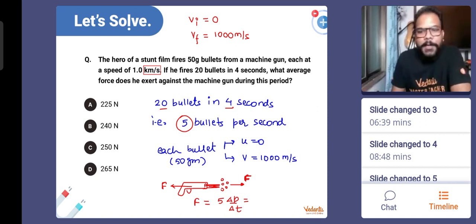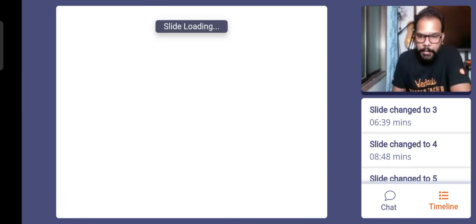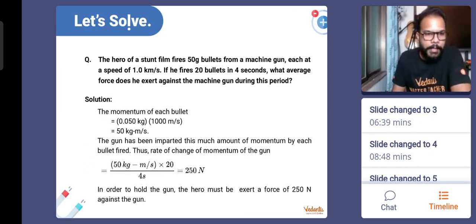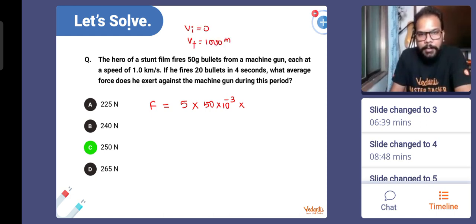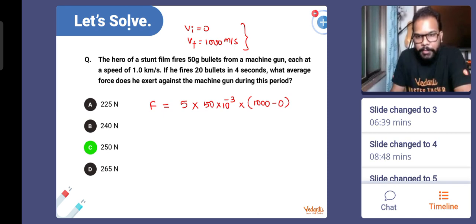All of you got that there are 5 bullets coming out per second? Okay, everybody. So for 5 bullets, the change in momentum will be m delta v by delta t. Let's solve it on the next slide and see it. I'm going to solve it for you. 5 into the mass of each bullet, which is 50 grams, so 10 to the power minus 3 you will have to write. The initial velocity is 0, the final velocity is 1000 meters per second. So you will have to write 1000 minus 0.